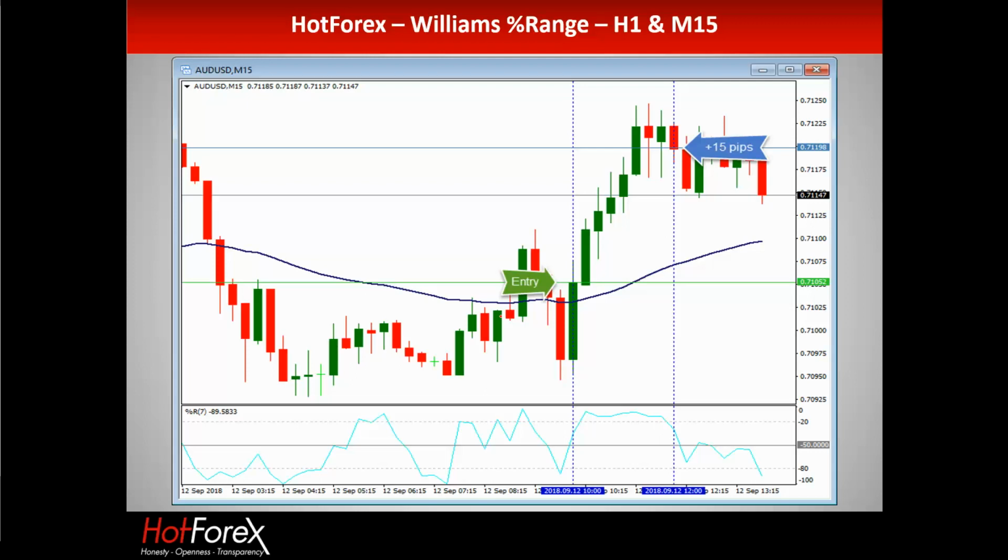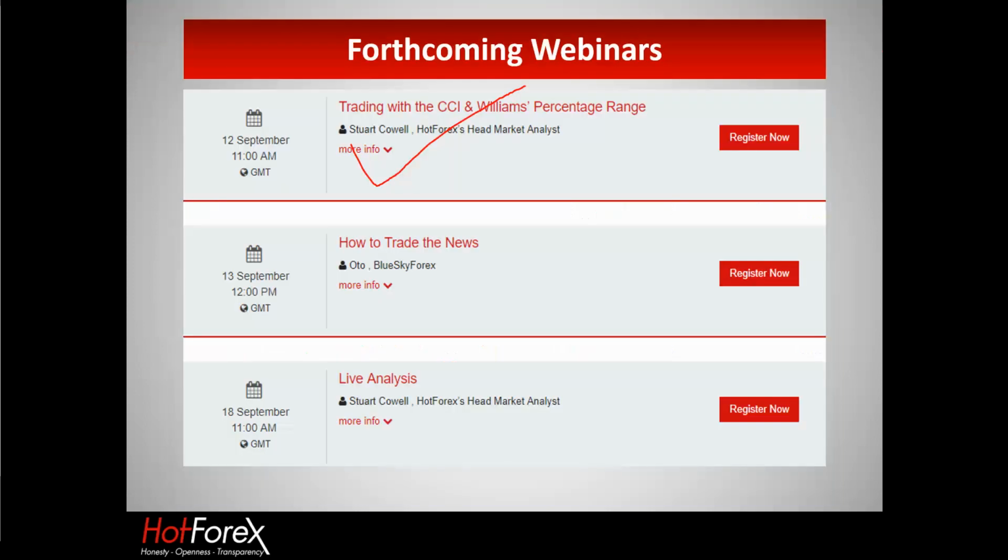So 15 pips on this is obviously only 15 minutes, but 15 pips, very simple, very straightforward, moving here with the percentage R at 7 on this 15-minute time frame as well. So this works on these time frames as well. So there you go, that's 15 minutes, 1 hour, and the daily, all quite effective little oscillators. 7, 14, or whatever you want to go.